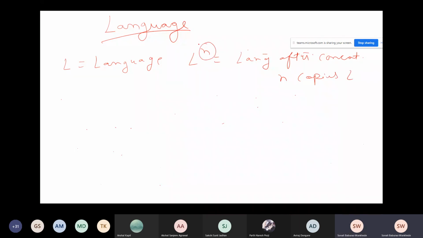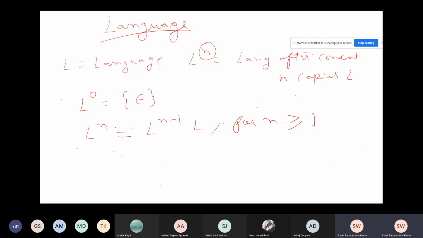Formally, L raised to 0 will be epsilon. Similarly, this is the formal definition which is given: L raised to 0 is equal to epsilon, and L raised to n is equal to L raised to n minus 1 into L, for n greater than or equal to 1.